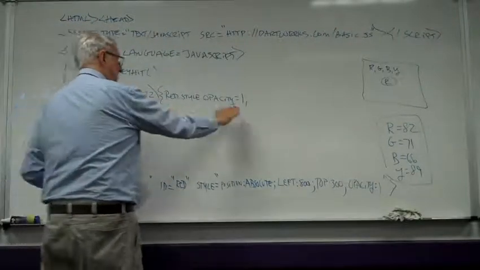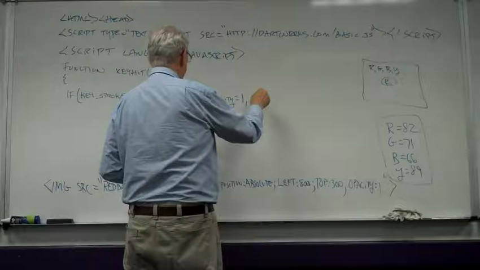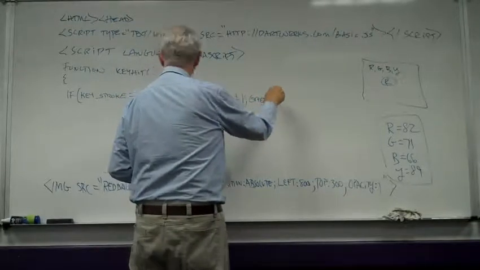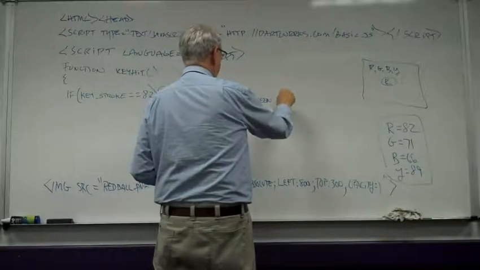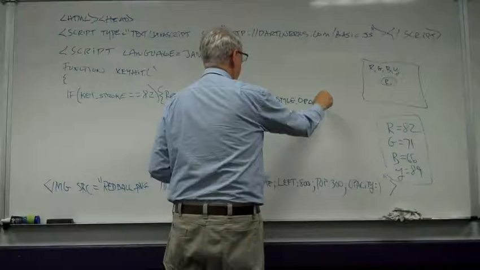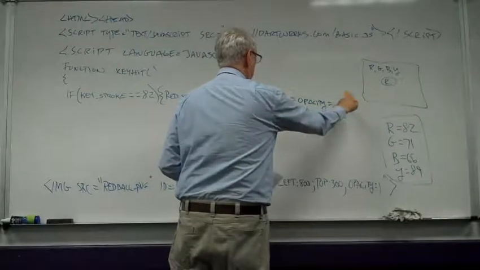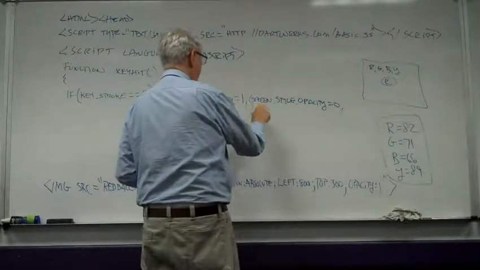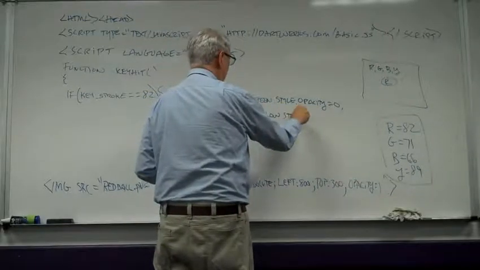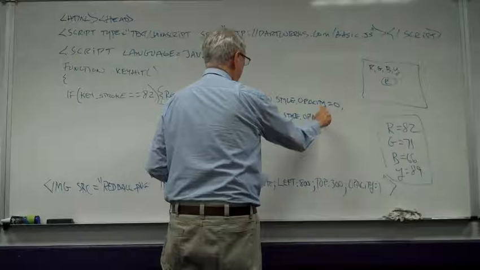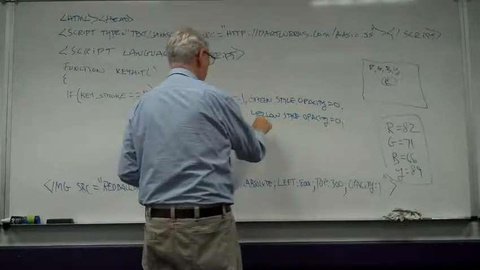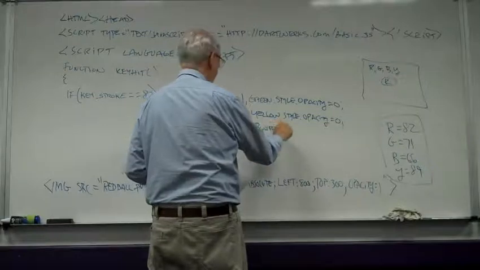So naturally, what I can do is say the other guys, like green, for example, green dot style dot opacity equals 0, and yellow dot style dot opacity equals 0, and blue dot style.